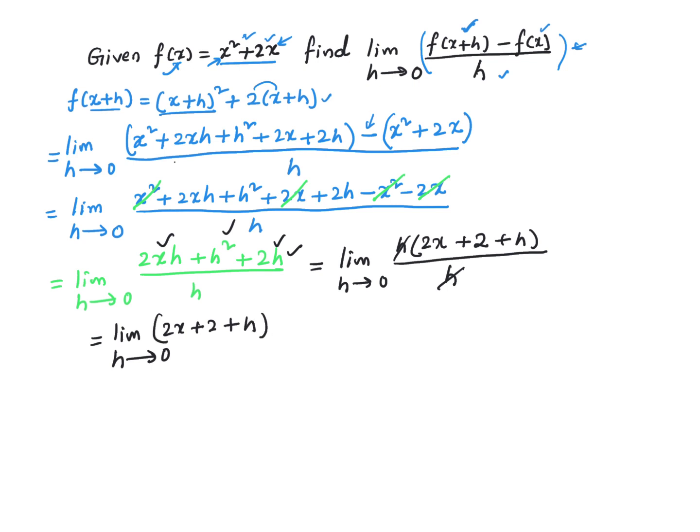Now, if you look at the expression, it has 2x and 2 and h. But 2x and 2 do not depend on h. Only h depends on it. If h goes to 0, this part is going to go to 0, and you're going to be left with 2x plus 2, and that's it. So if you take the limit of f of x plus h minus f of x divided by h as h approaches 0, what you get is 2x plus 2.